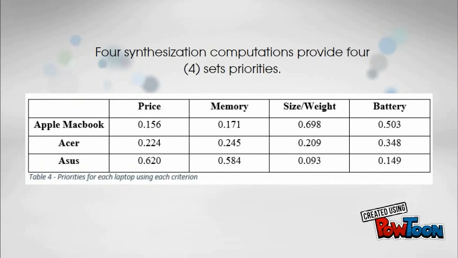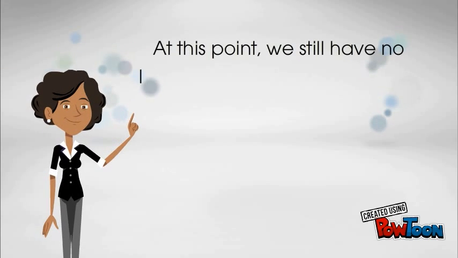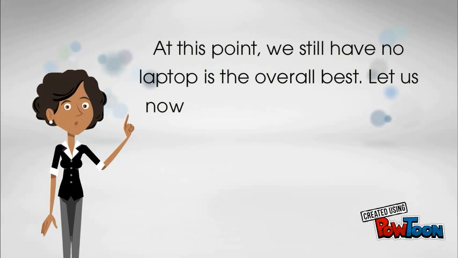As shown here, we can see that Asus is the most preferred alternative based on price, having 0.620. Asus is also the most preferred alternative based on memory, having 0.584. The Apple MacBook is the most preferred alternative based on size or weight, and the Apple MacBook is the most preferred alternative based on battery, having 0.503. At this point, we still have no overall best laptop.